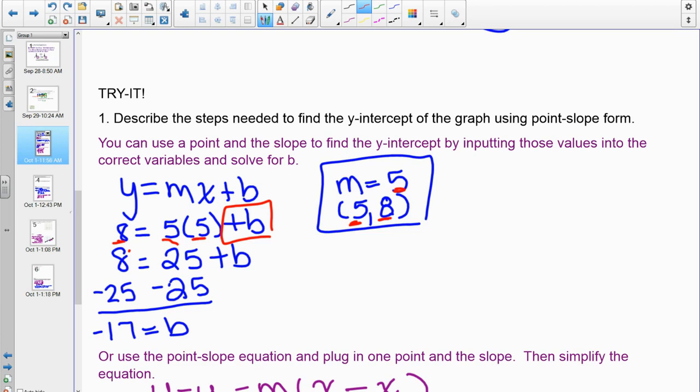So we just solve a linear equation. So 5 times 5 is 25. You'd subtract 25 from both sides, and we have the y-intercept of -17.